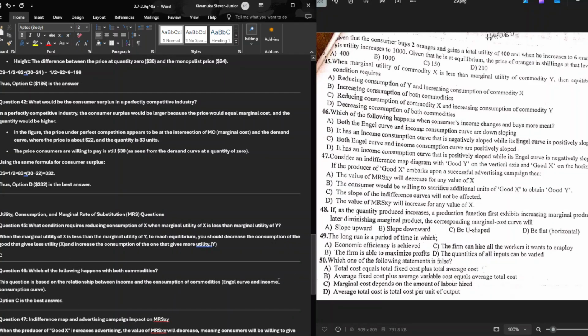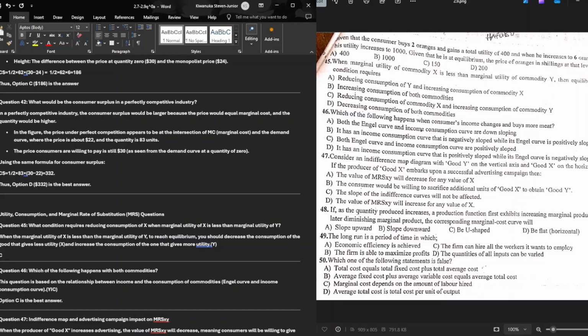Based on the curves, when you check the Engel curve and the income consumption curve, in the books they put it Y, I, C. You see that both of them are positively sloping. So then we come to 47.